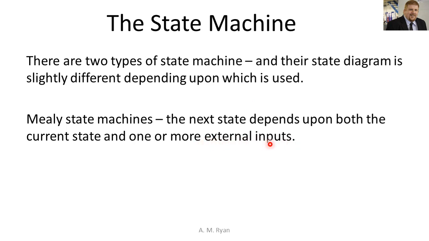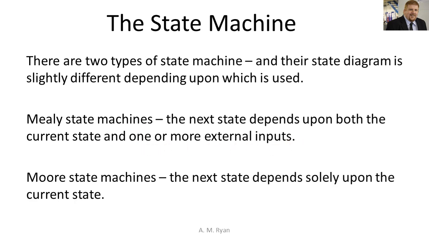So an example people will generally give you with this is something like a vending machine, where you have an external input saying you have the right amount of money in, or a certain amount of money has been put in, and once the correct amount is in, the state machine will trigger the output to dispense a coffee or a tea or a chocolate bar, sort of thing. So that is a Mealy state machine. Okay, current state and external inputs.